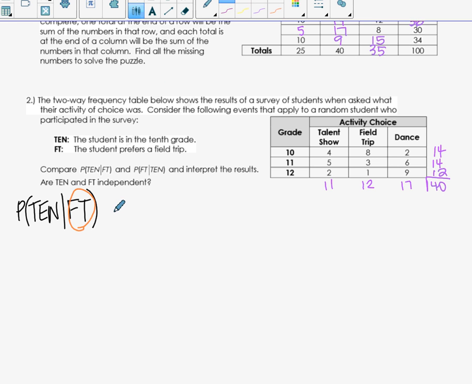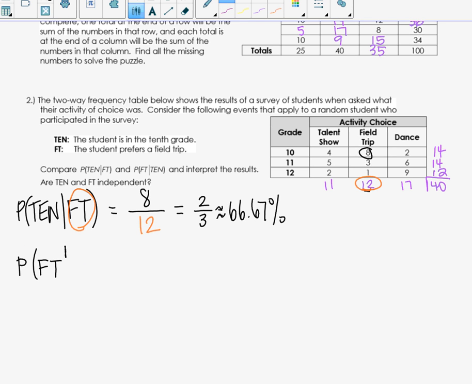Okay, I don't use the formula unless I have to. Well, I go and say how many people liked field trips. Over here, that was 12. So this 12 right here is my sample space. That goes down there. And you ask yourself, out of those 12 and those 12 only, how many are in 10th grade? Well, that's 8. So you have 8 out of 12, which is 2/3, or 66.67%.